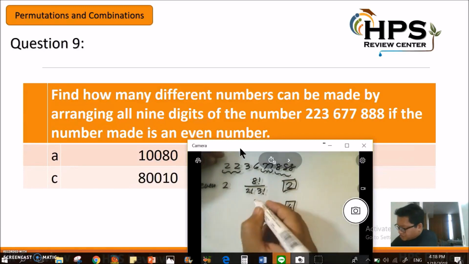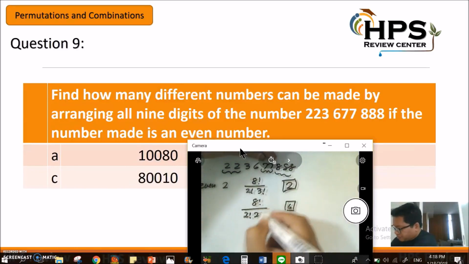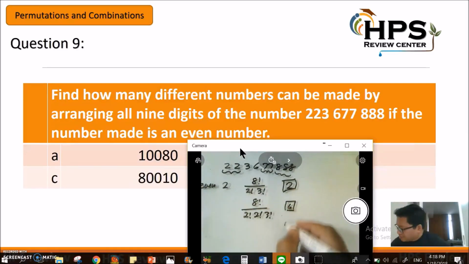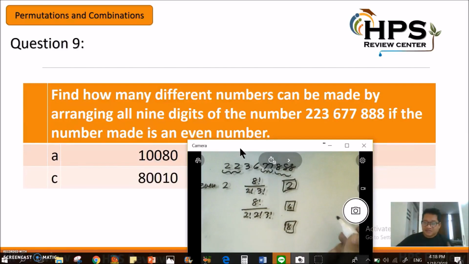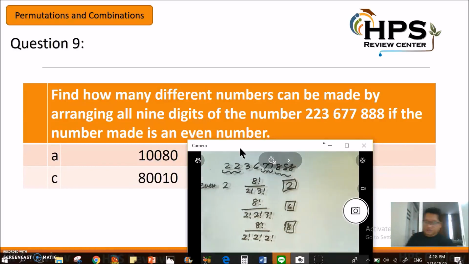So it ends with 6, it's 8 factorial divided by 2 factorial for this 2 here, 2 factorial for that 7, 3 factorial for that 8. And then the last one is if it ends with 8. So that one will give you 8 factorial, 2 factorial, 2 factorial. One of the 8 has been used, and that is now 2 factorial. So all we just need to do is simply compute all of this, and that will be our answer.